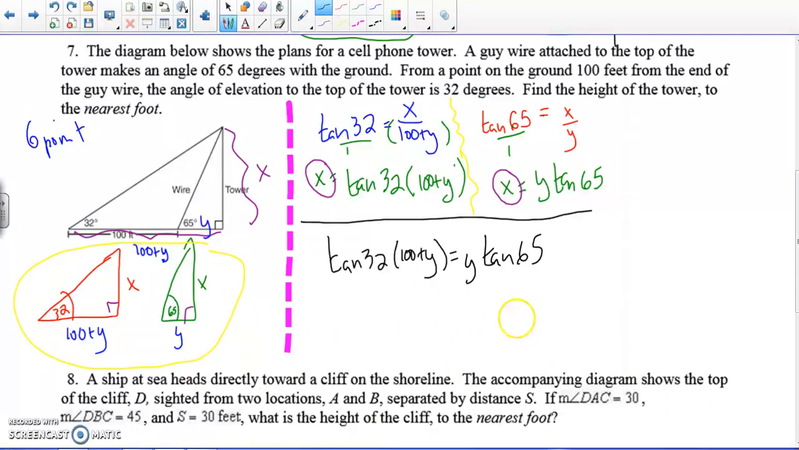It has all y's in it, and now we can solve. So in your calculator, and like I said, I'm not going to take that weird one out, but you can go into your calculator and just type in the tangent of 32. I will tell you the tangent of 32 comes out to be about 0.624869, and then we still have our 100 plus y equals, and we go tangent of 65 in our calculator, and the tangent of 65 is about 2.1.